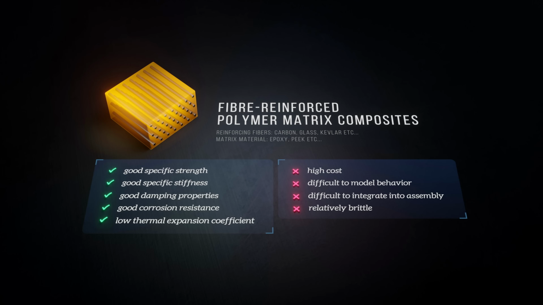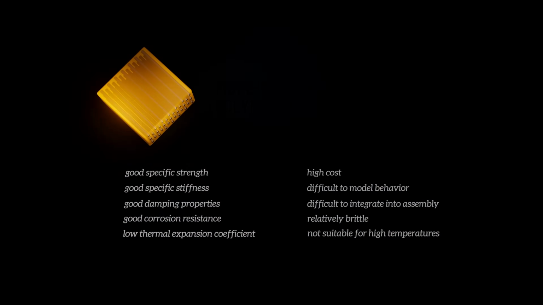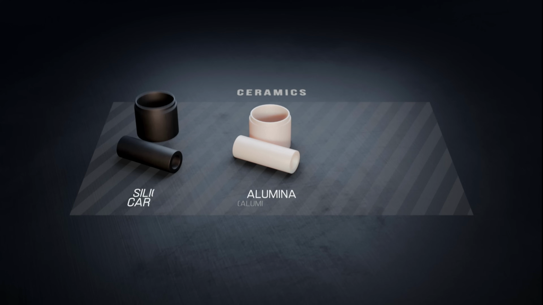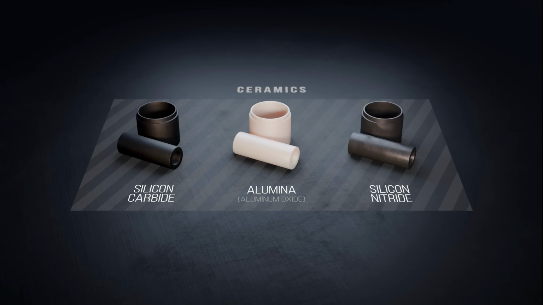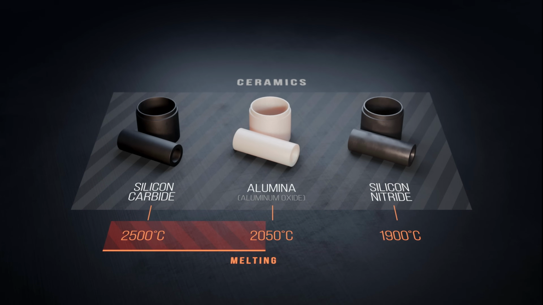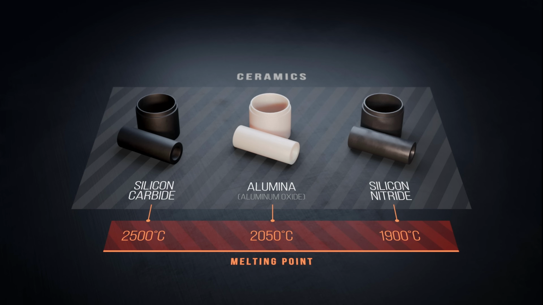Another issue with materials that have a polymer matrix is that above temperatures not much higher than 100 or 200 degrees Celsius, the polymer will typically start breaking down, limiting the maximum temperatures the composites can be used at to well below the level of metals. If you're working with extremely high temperatures, you'll have to turn to ceramic materials like alumina, silicon carbide, and silicon nitride, because they have very high melting points, much higher than metals and polymers. They can withstand temperatures upwards of 1000 degrees Celsius.